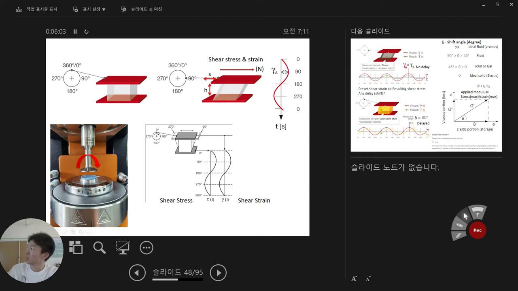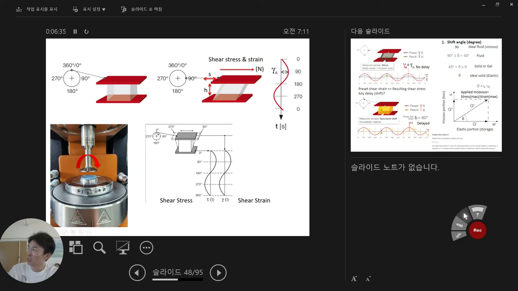And over time, you can see that. So you can get this kind of shear strain and shear stress curve. So how much this y-axis changes over degree? This is some shear strain like this over time, and at the same time you can get shear stress. So from this sinusoidal graph you can get the maximum shear strain.